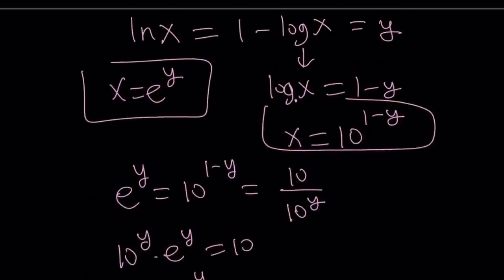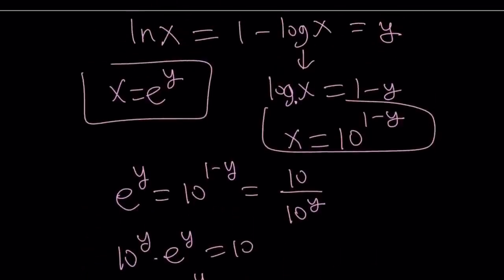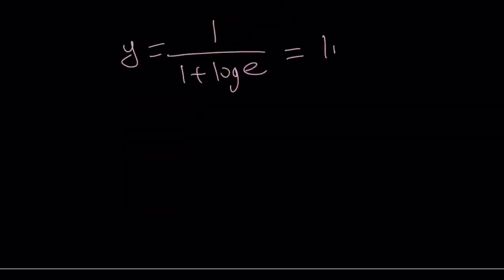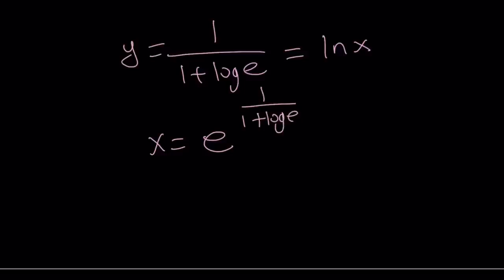But what is y? Wait, y is nothing. y is ln x. Yay. ln x is equal to y. So this is ln x, which means x can be written as e to the power 1 over 1 plus log e. Again, when I write log, it's base 10.